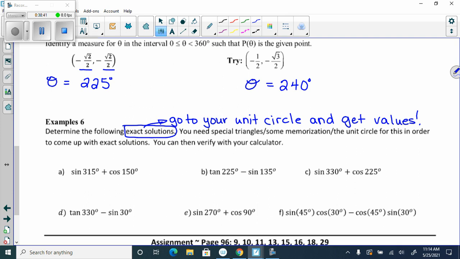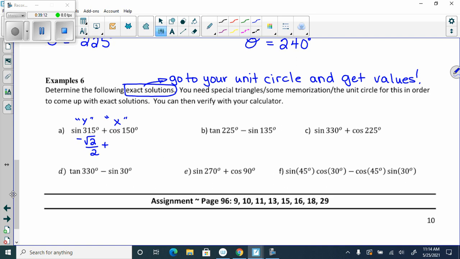So sine at 315. What is 315? Go find it. And sine, is it x or y? It's y. So we're looking for the y at 315, which is negative root 2 over 2, plus cos of 150. That's the x at 150. What do you get there? Negative a half.